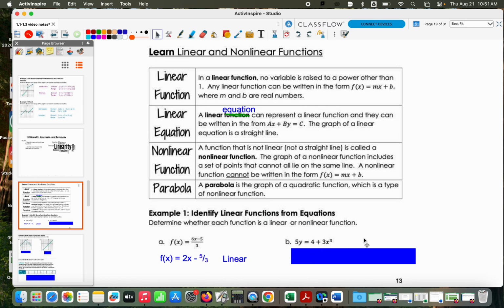This one, pretty much right away you can tell it's not. We have x to the third power. If you really want to go to the effort of getting y by itself and dividing by 5, you could rearrange it, get a bunch of fractions. But really already you can tell x is to the third power. That is not a linear function, so we'd say this is nonlinear.